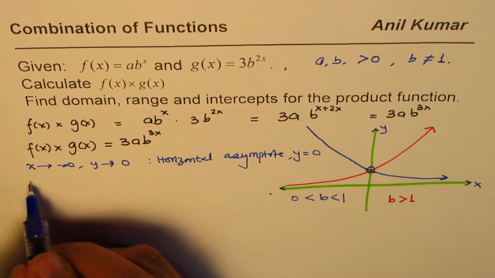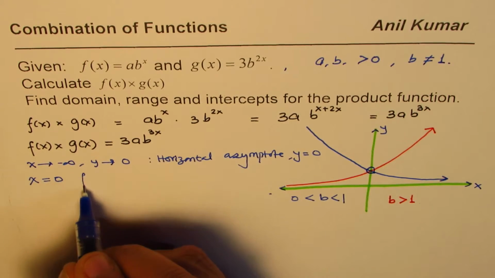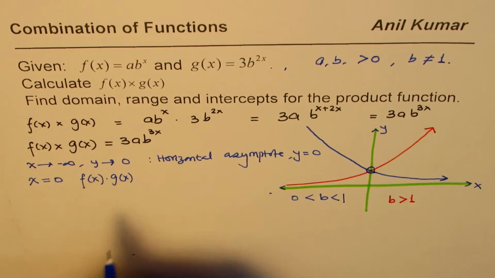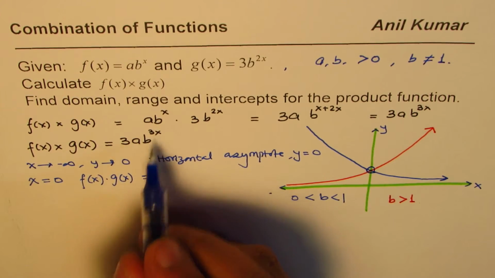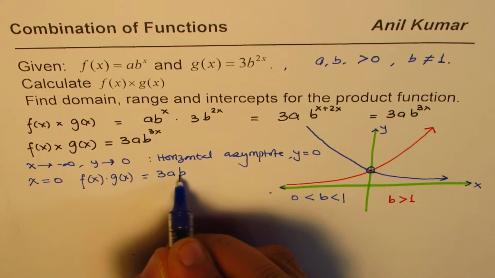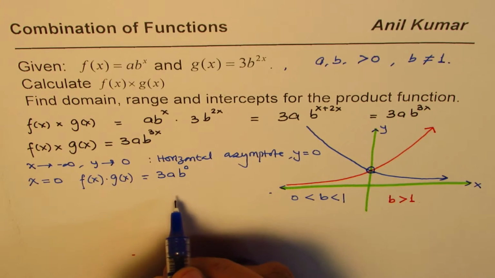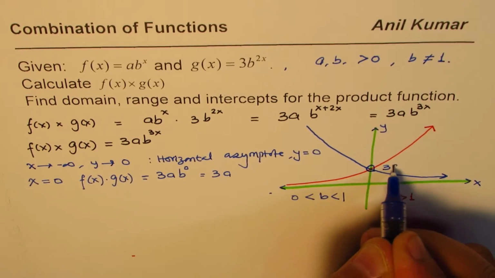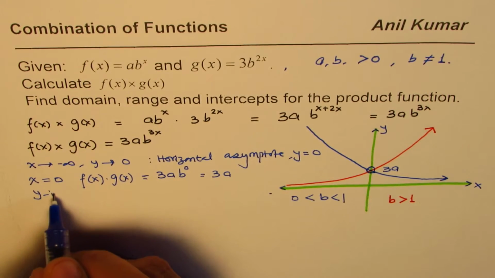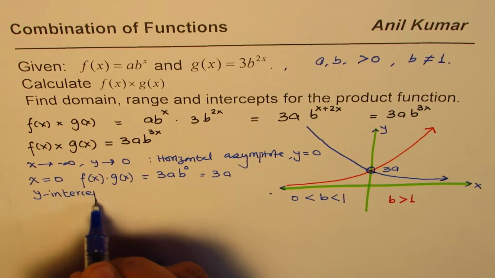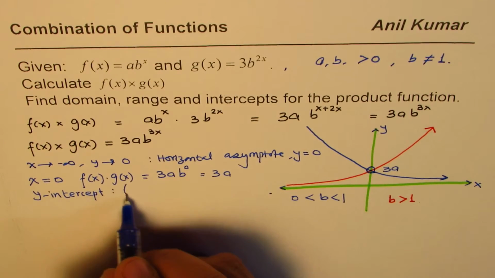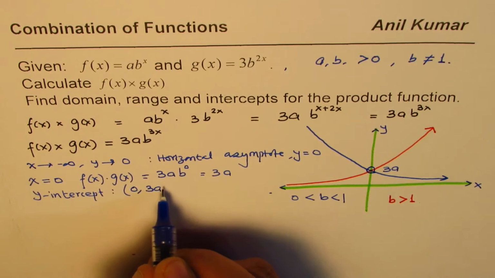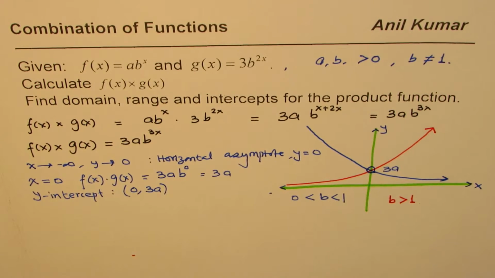So in this case, when x is equal to 0, the product f of x times g of x will be 3a b to the power of 0. Now, anything to the power of 0 is always 1, and so we get 3a. So this point is 3a for us. Therefore, the y-intercept will be at 0, 3a, where 3a is the y value. So that becomes the y-intercept.